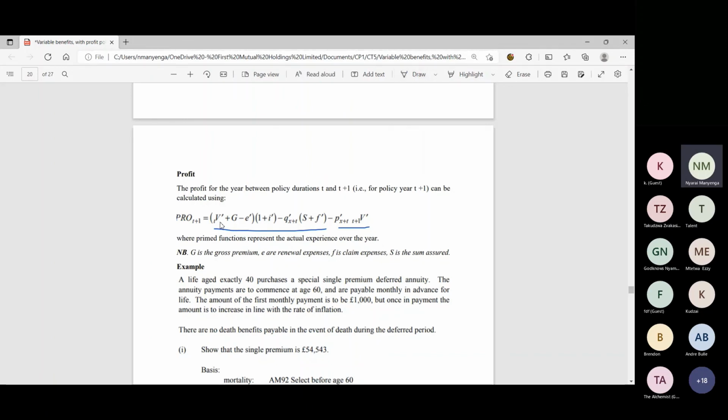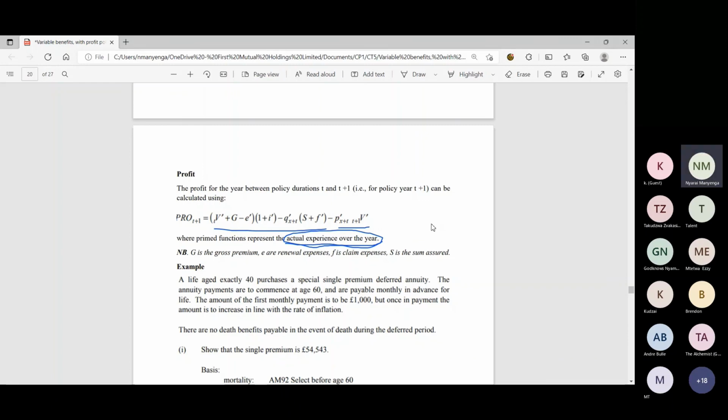So here the primed functions represent the actual experience over the year. So you would need to calculate the V functions, adding the renewal expenses, the interest rate, the Q function, the termination expenses, using the actual experience over the year. And usually this is stated in the question, where they give you the premium basis as well as the actual experience over the year, so that you calculate the profit for the policy between the policy durations T and T+1.